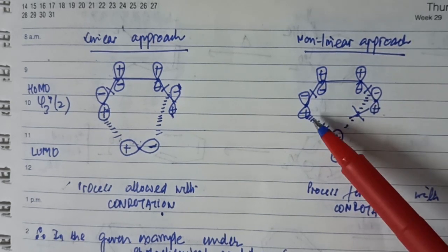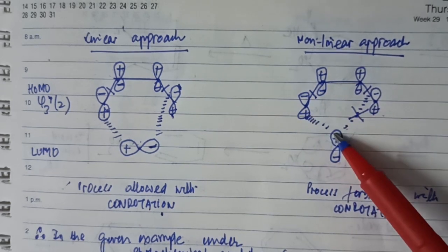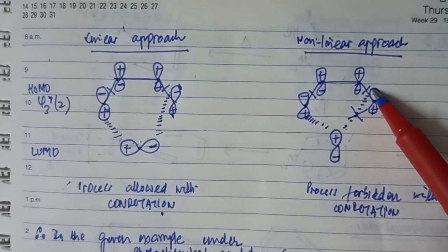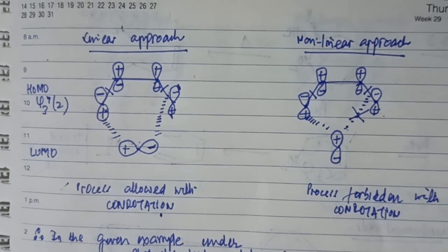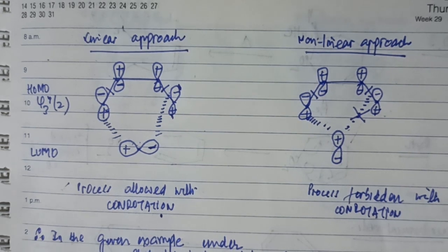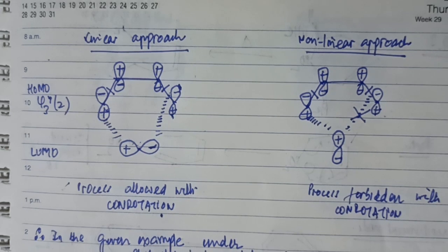Now if you look at this using the conrotatory approach, this and this lobe should interact. So there is a bonding interaction here, but there is an anti-bonding interaction here. Therefore this conrotatory process is not allowed in the non-linear approach. Hence we can work out that the sulfur dioxide in this particular example is extruded in a linear approach.